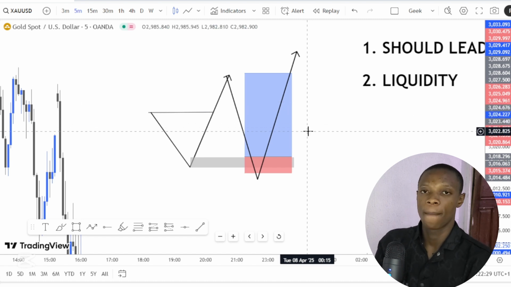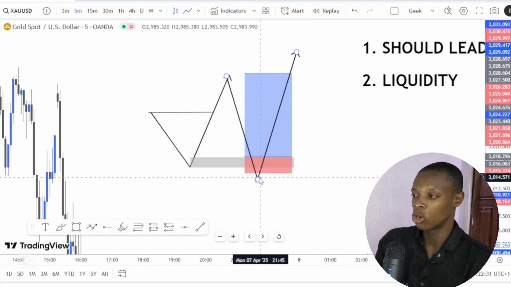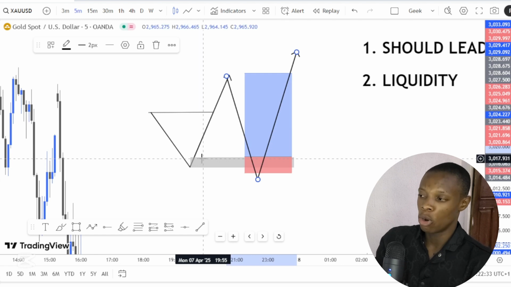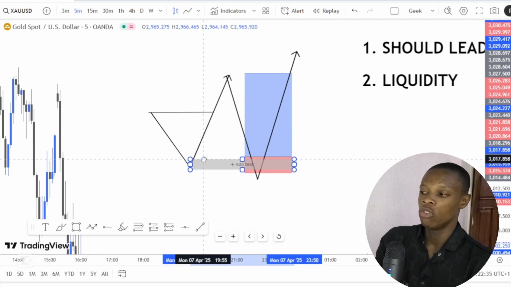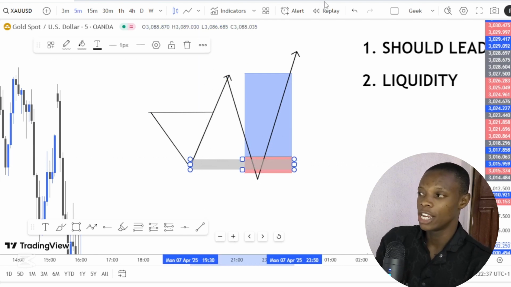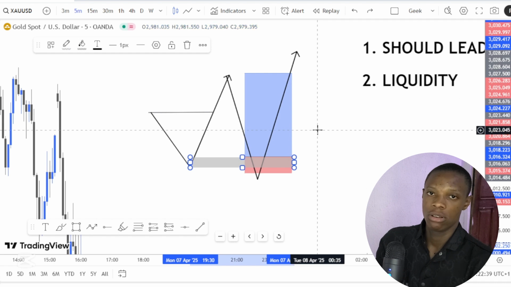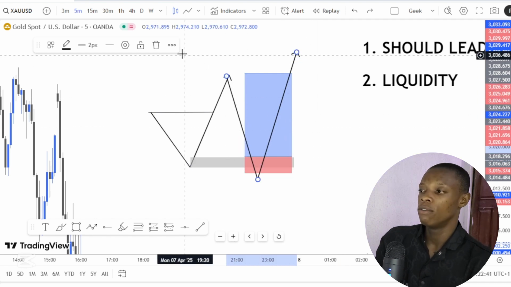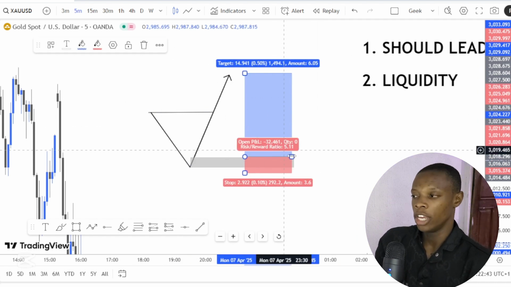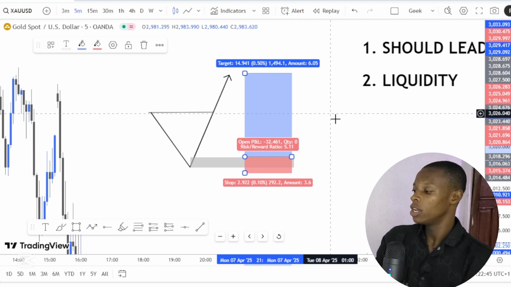So now, if I've just been stopped out, it means this order block was not the actual order block. It was just an inducement. It was just a fake out. It was just liquidity for the institutional traders to enter into the market. Now, what do you want to see?